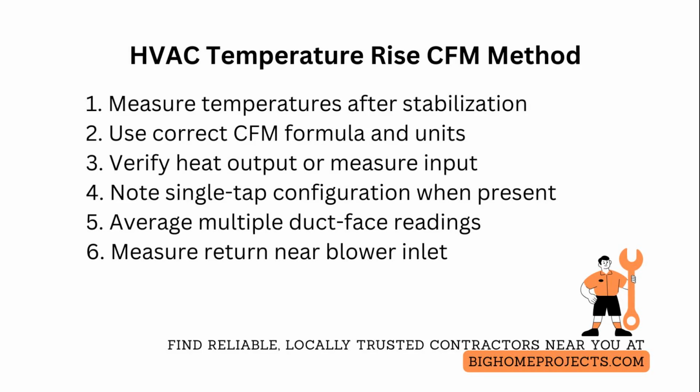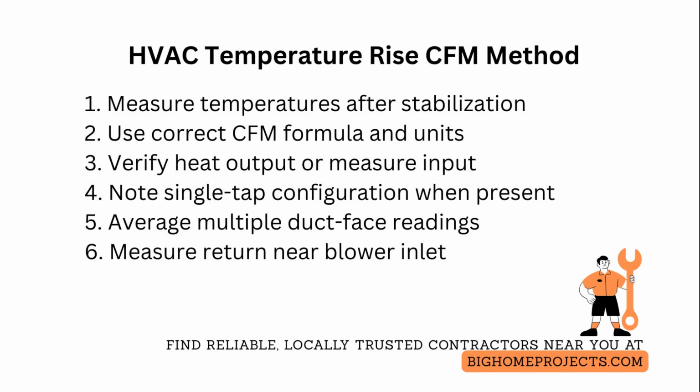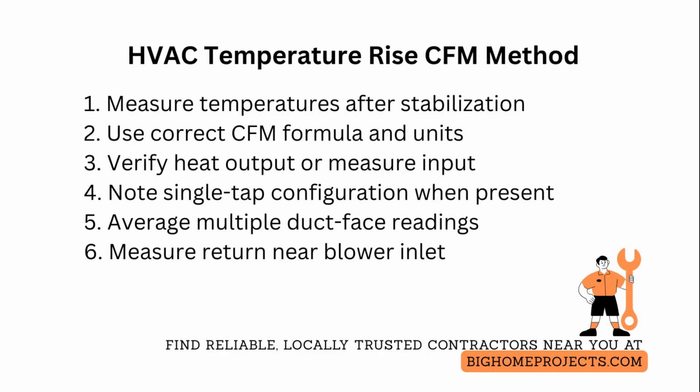Use the room-specific sensible heat formula CFM equals 335 times BTU per hour divided by the measured delta T when you know the heating output, or when using electric strip heat, use CFM equals heating kilowatts times 3,400 divided by 120 times delta T with proper unit conversions. Always double-check units before plugging in numbers.